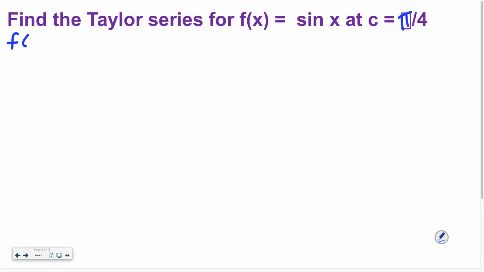So f of x is sine of x, and we're centered at pi over 4, so we can't use the sine of x shortcut, because that's only when it's centered at zero.